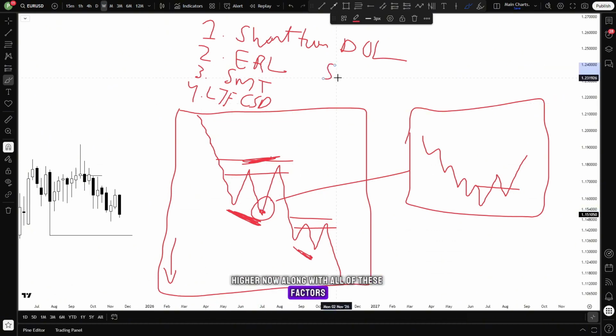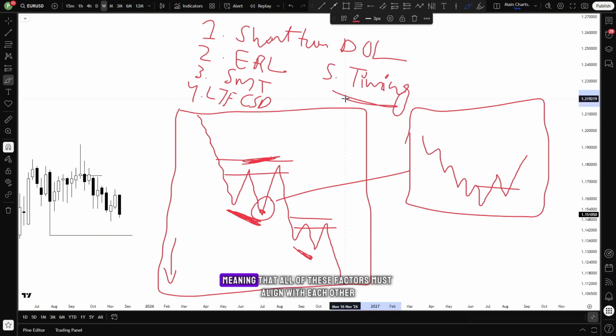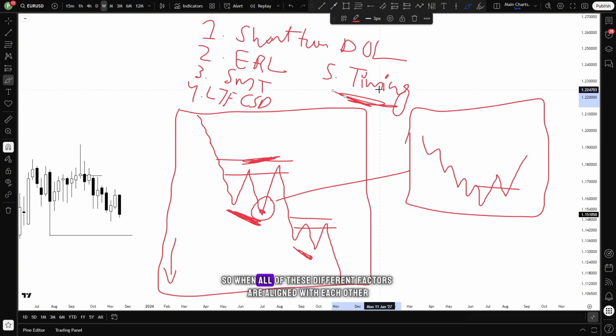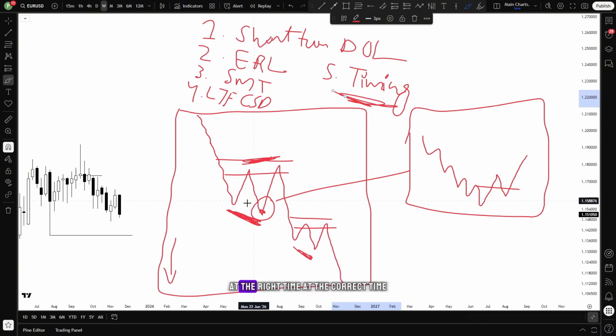Now, along with all of these factors, the last major factor that I would add is the correct timing, meaning that all of these factors must align with each other at the correct time, at the right time. Okay, so when all of these different factors are aligned with each other at the right time, that would be your signal that now a retracement profile is about to begin. That would be your signal that now we can enter a retracement profile. And then from that point on, after having these major factors, you can temporarily shift your bias to a short-term bullish one for the time being.